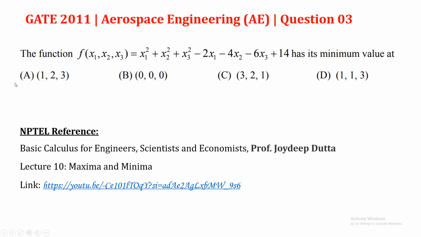So we have to find the partial differential of this function with respect to x1, x2 and x3 independently, and then equate each of them to 0, and then we will get the values of x1, x2, x3 from each of those three equations. Okay, so that's what gives the minimum value for this function. Let's go and solve the problem.